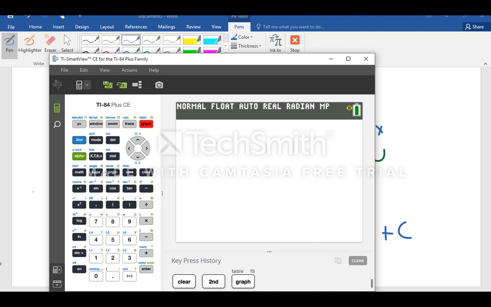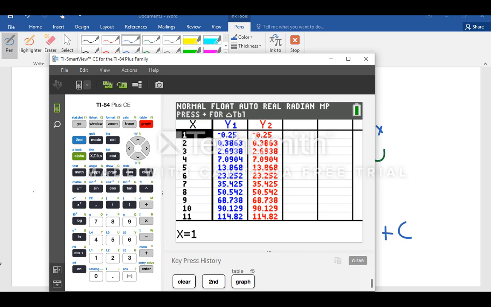When I go to the table, that's going to allow me to compare the two expressions numerically. So when I look at the table, y1 was my version of the antiderivative, and y2 was the calculator's version, and we can see numerically they're identical to each other. So that's checking our work, which is pretty cool, to be able to use technology to do that.